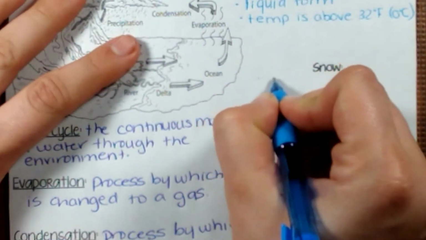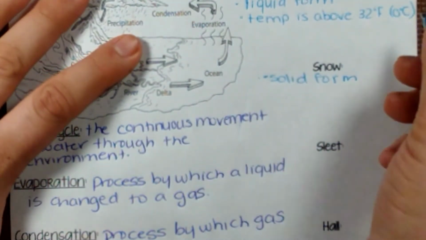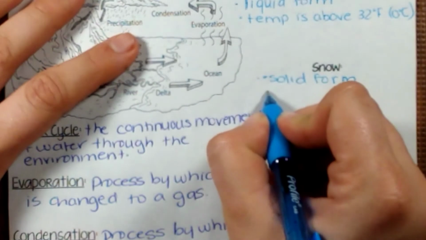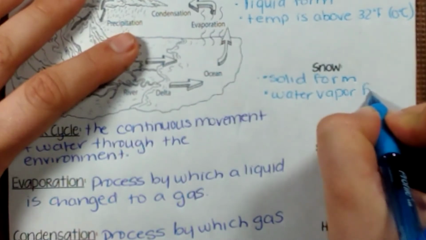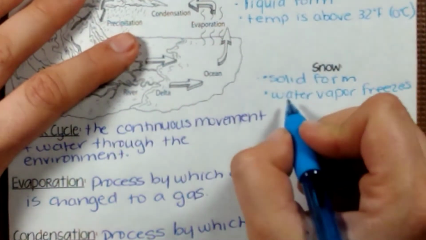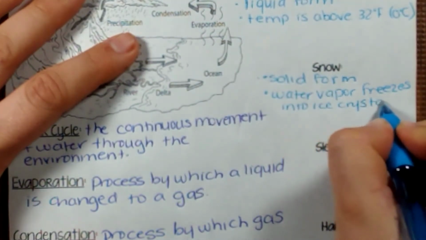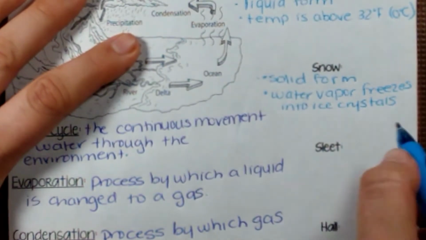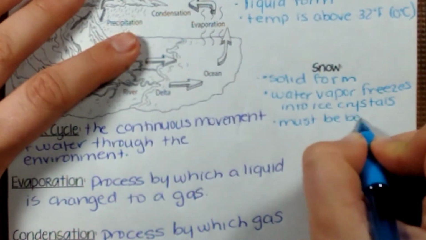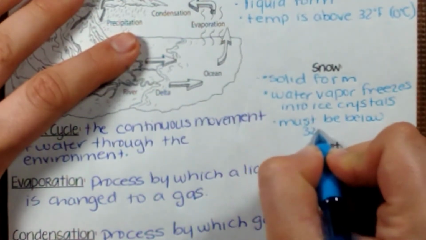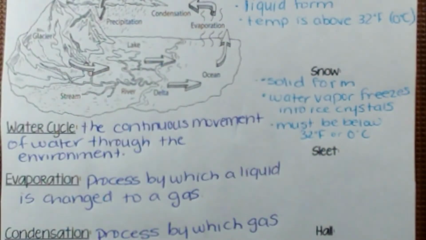Into snow, this is the solid form. It's when water vapor freezes into ice crystals, and it has to be below 32 degrees Fahrenheit or 0 degrees Celsius, which is the freezing point of water, both of them.